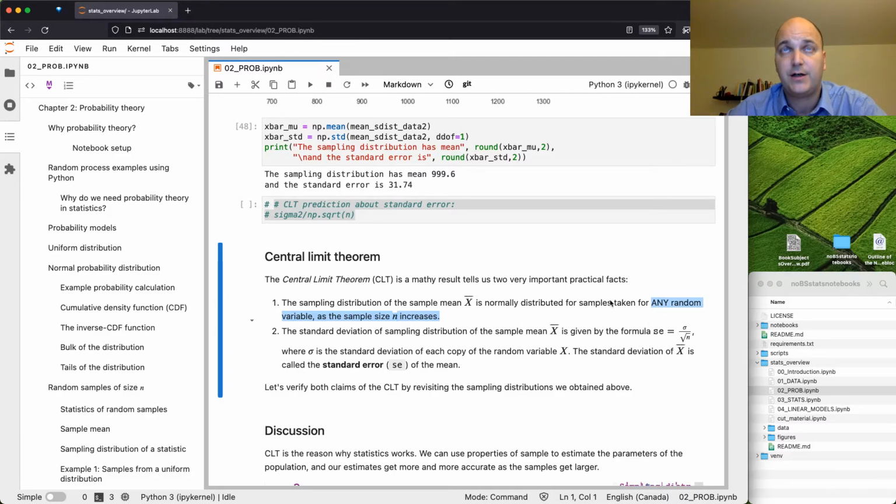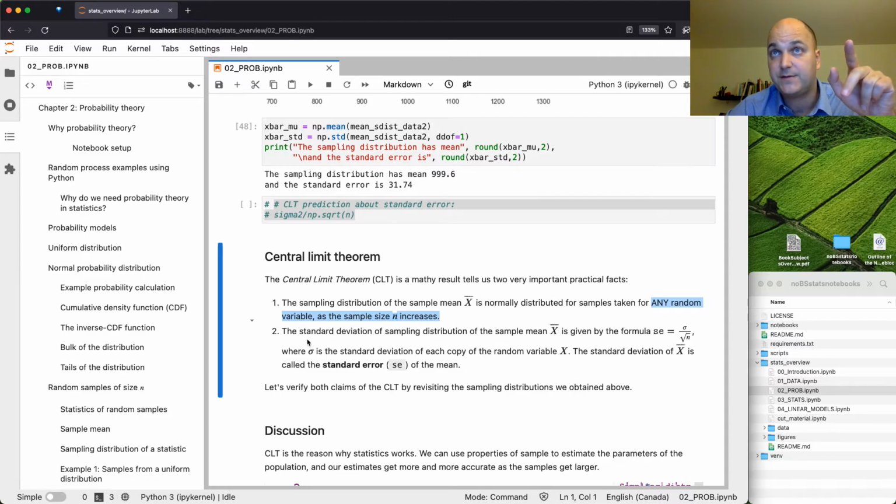Depending on the shape of the distribution, if you take small samples, it will look like normal, but not quite. But starting at n equal to 30 or 50 for sure, it will look exactly like a normal distribution. So in other words, the average, the mean of any sample, is normal. That's part of the central limit theorem.